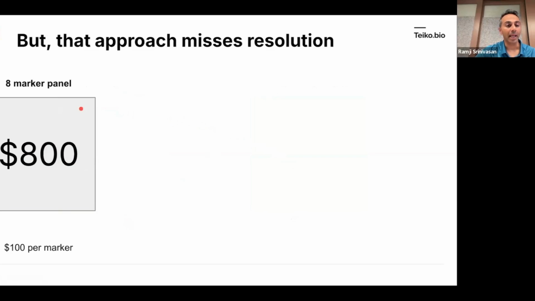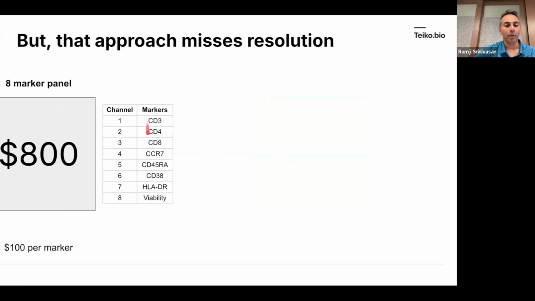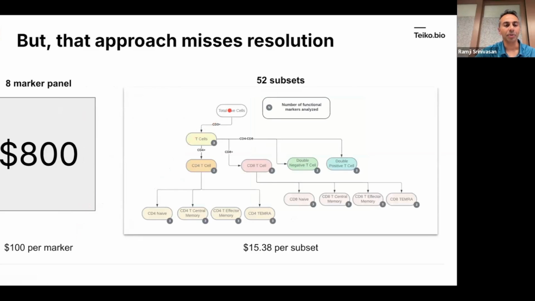So if you look at an 8-marker panel, again, $800, that's $100 per marker. When you actually look underneath the hood and plot out all of the individual immune subsets, it turns out this 8-marker panel gets you to 52 subsets. So that's starting over here at T cells, going down all the way to these individual subtypes, and looking at the potential number of functional markers analyzed. So 800 divided by 52 gets you to $15.38 per subset.